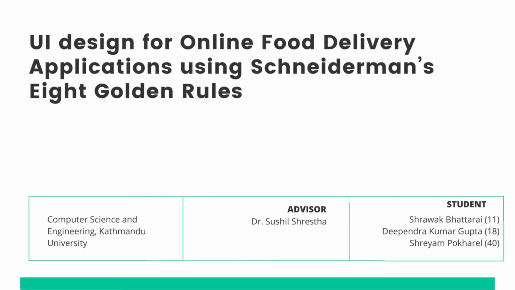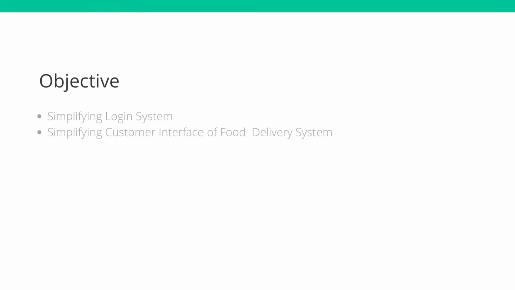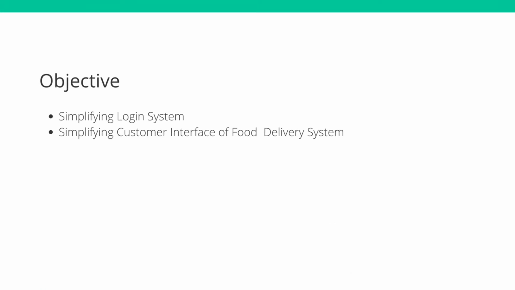Greetings. The topic of our research project is UI design for online food delivery application using Shneiderman's 8 Golden Rules, brought to you by the team Shrauk Bhattrai, Devendra Kumar Gupta, and Shriyam Pokhrel. Under the guidance of Dr. Sushil Shrestha sir, the objective of our research is simplifying login system and customer user interface of food delivery application.